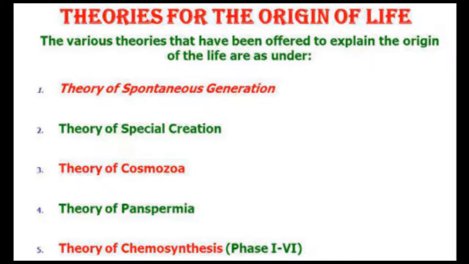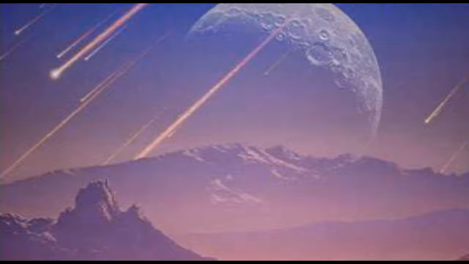Next theme, theories of the origin of life. Life has multiple theories of the origin of it. We have spontaneous generation, special creation, cosmos, panspermia, chemosynthesis, and more. But the truth is that none of them is proven, so we don't know the origin of life. So you can believe whatever you want, and you can think about the one that has the most probability of being true, but even though it's not proven, none of them is proven.